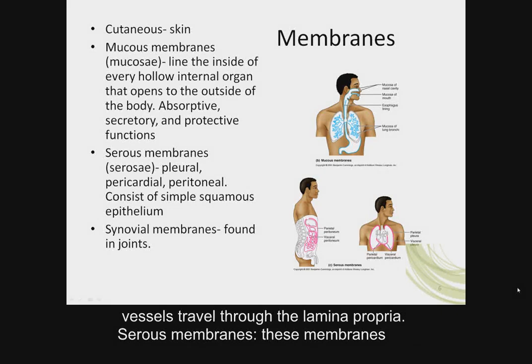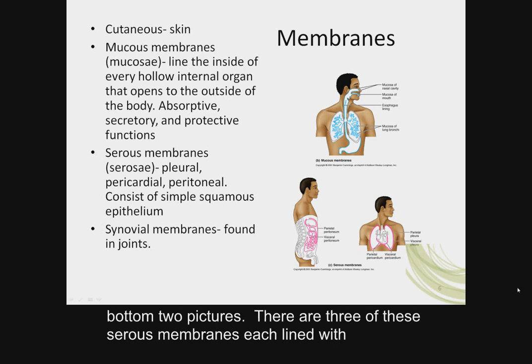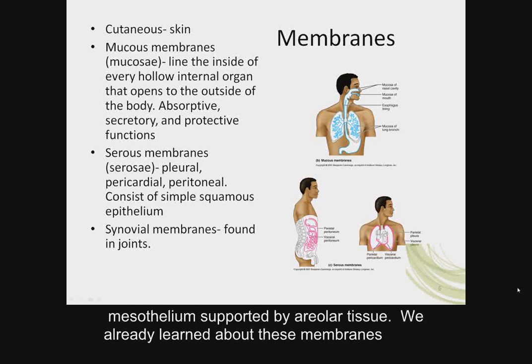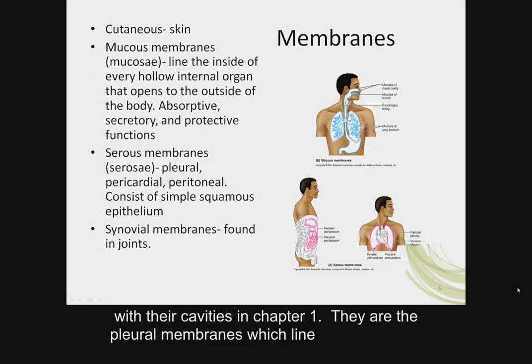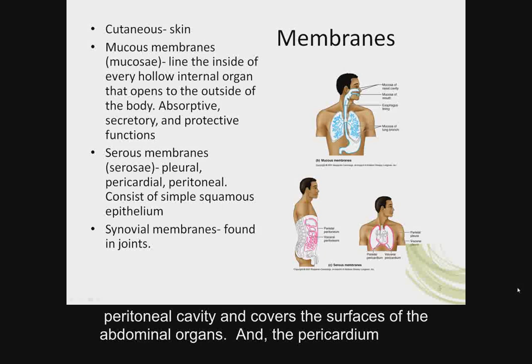3. Serous membranes. These membranes line the subdivisions of the ventral body cavity as shown here, outlined in pink in the bottom 2 pictures. There are 3 of these serous membranes, each lined with mesothelium supported by areolar tissue. We already learned about these membranes with their cavities in Chapter 1. They are the pleural membranes, which line the pleural cavities and cover the lungs. The peritoneum lines the peritoneal cavity and covers the surfaces of the abdominal organs. And the pericardium lines the pericardial cavity and covers the heart.